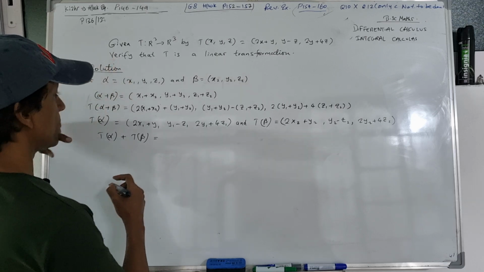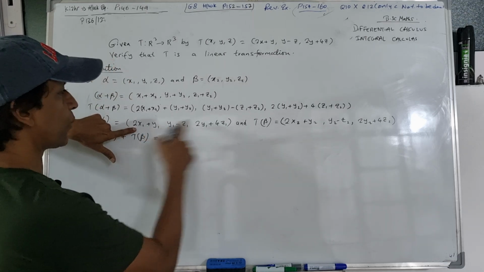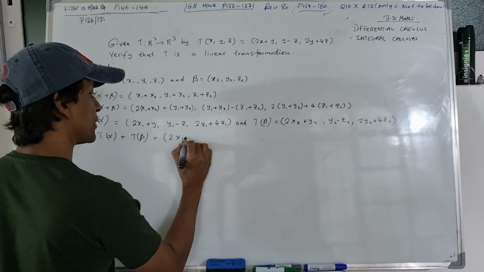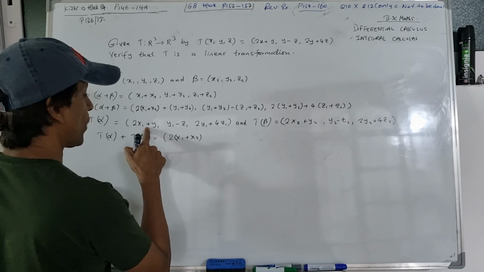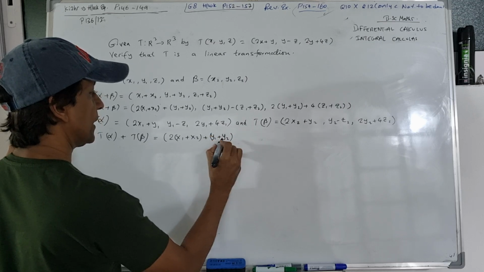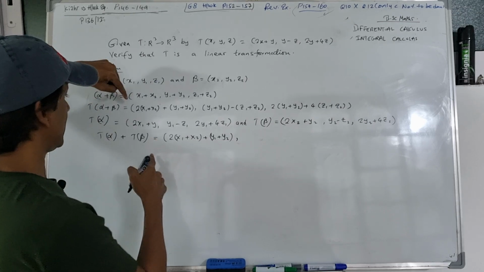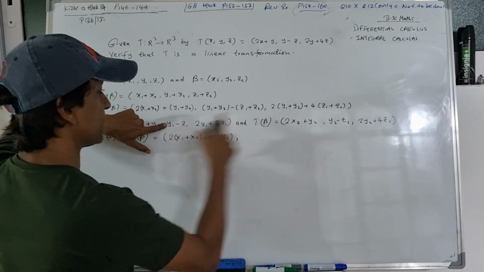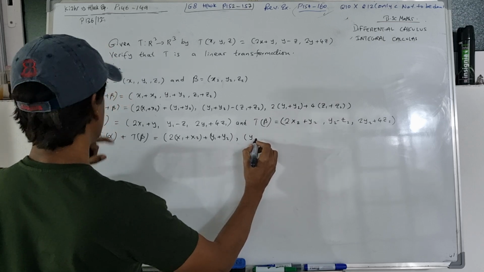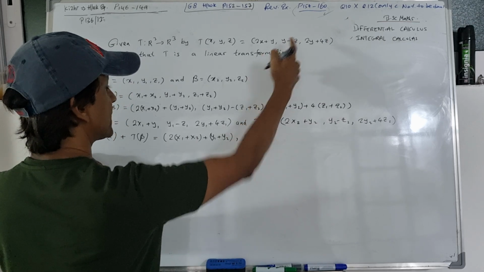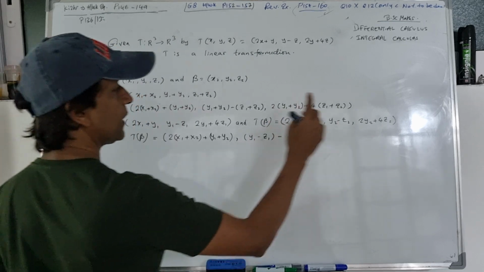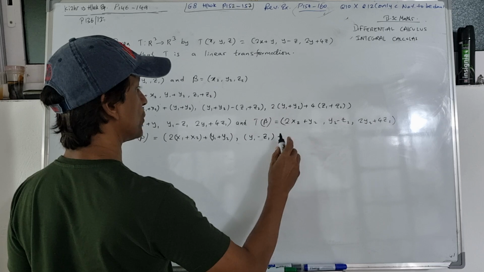I'm going to take my alpha image, which is 2x1 plus y1, and add it to the beta image. So I've got 2 lots of x1 plus 2 lots of x2, plus y1 plus y2. For the y coordinate, it is y minus z, so y1 minus z1 plus y2 minus z2.